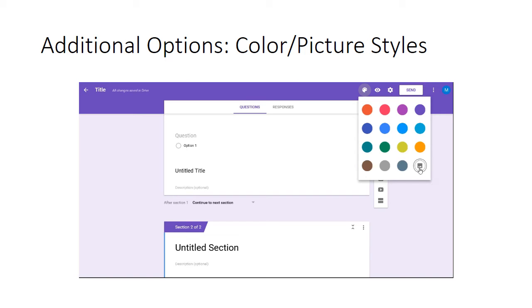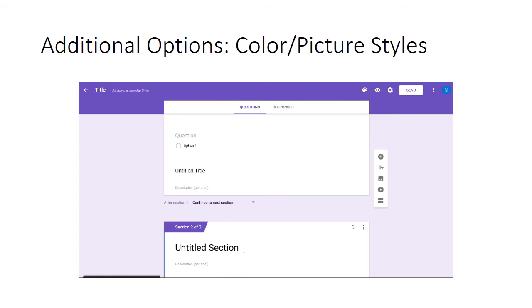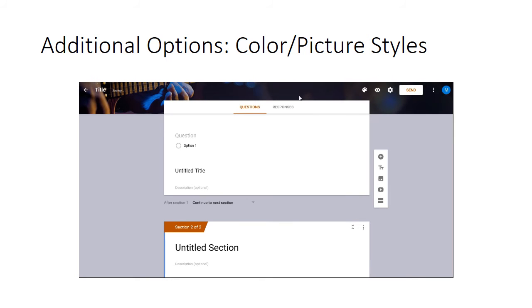I can go to this image option. That allows me to select from pre-designed images in Google. And once I select the image I want, I don't see it here right away. You can see it populates for me, so I can see all the different color choices and picture choices.